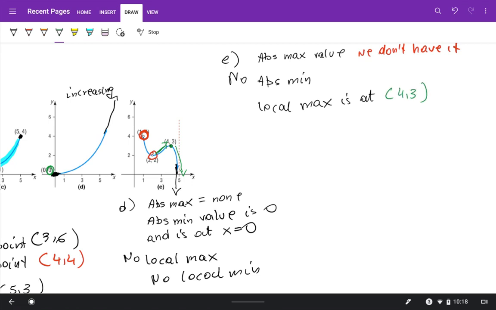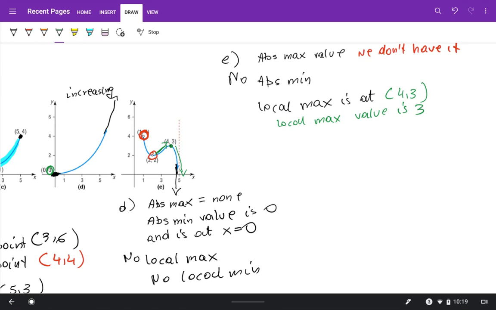Okay, so the local maximum is at 4. So the local maximum value is, I'm sorry, it's 3. And x equals 4 just gives you the direction where you can find it.